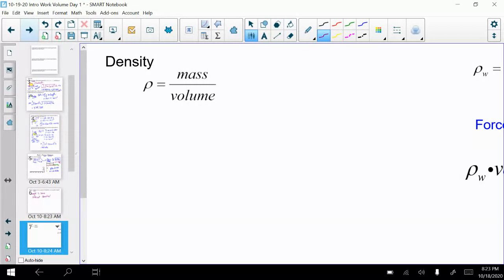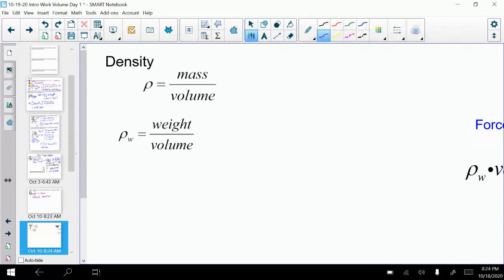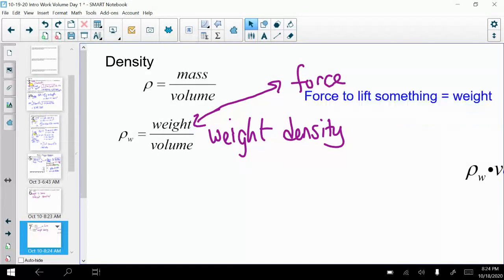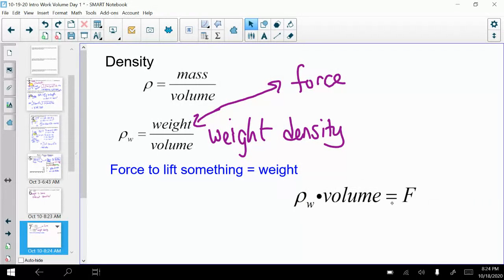So if you guys remember, density is mass divided by volume. There's actually this other density that we're going to use, which is called a weight density, where it's just weight divided by volume. So it's called a weight density. And this is great because this weight is going to put us into the force land. So force, of course, we know the force to lift something is called its weight, right? That's sort of the idea behind pounds in the English system versus our mass.